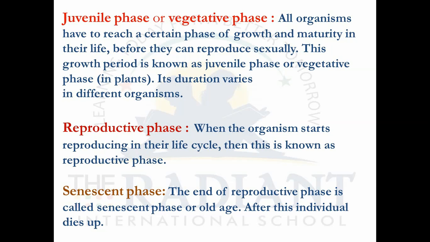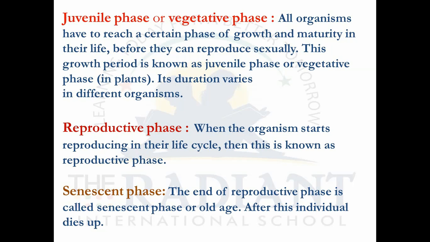In case of plants, the vegetative part, from the germination of seed up to the production of flowers, the whole period is called vegetative phase. Once the flowering starts, the reproductive phase of plants will begin. So juvenile phase means it is a pre-reproductive phase.